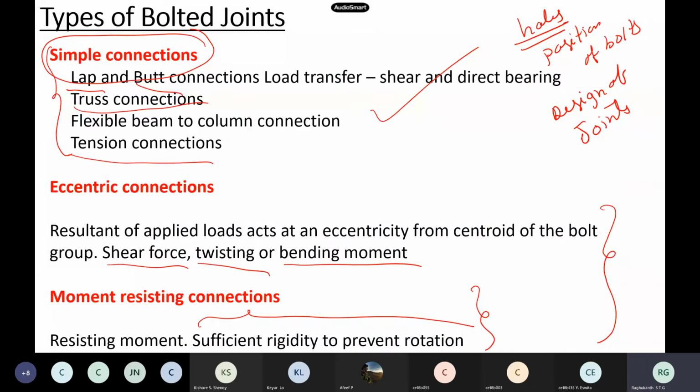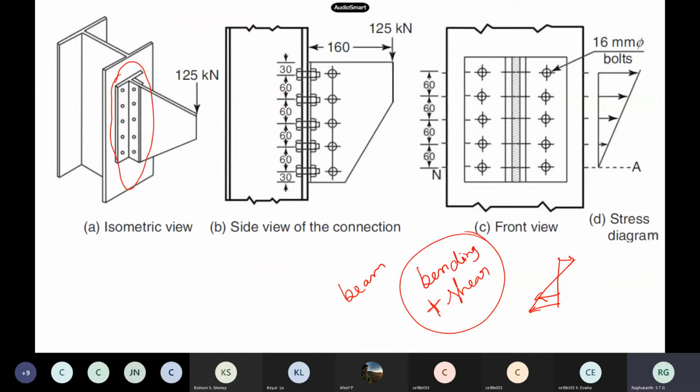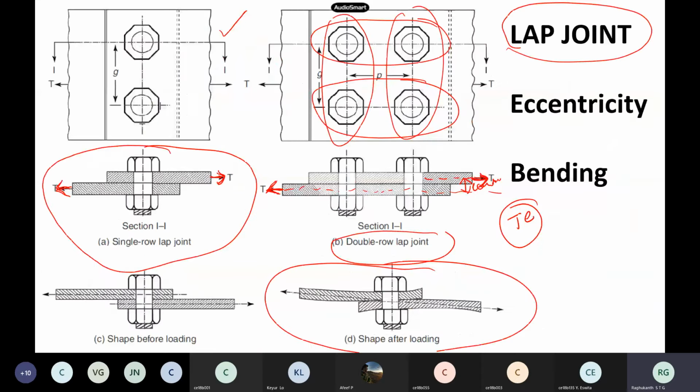Then finally we went to the connections. There are three types of connections: simple, eccentric, and moment resisting connections. We will see all these details. The first thing is the simplest, the lap and butt joints, which are widely used in truss members. These tension members are very easy to solve first. For beam to column connections with bending, you may have to do some extra analysis, but lap joints and butt joints are the simplest.